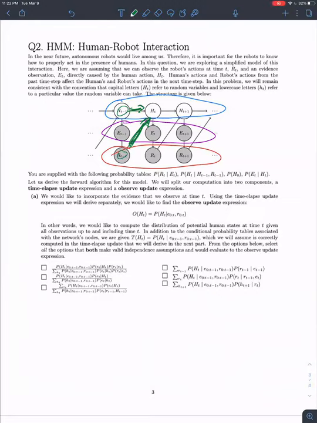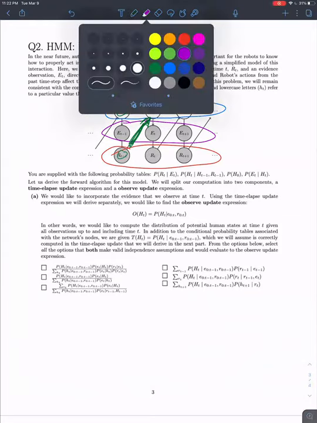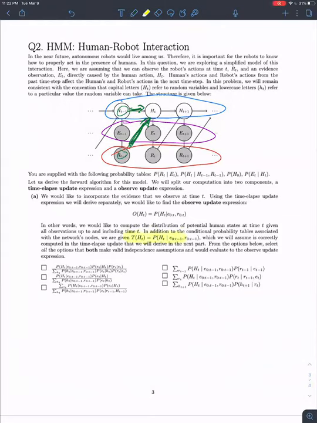So we're going to do it in two ways. We have the time elapse expression and the observe update expression, and they're going to depend on each other recursively. We're going to assume that we have access to this time elapse equation. So time, big T of HT, is the probability of HT given all the evidence, all the observations of the human's action up to t-1, and the robot actions up to t-1.